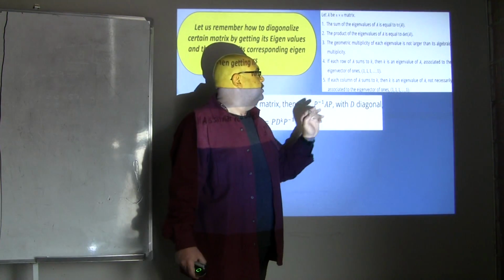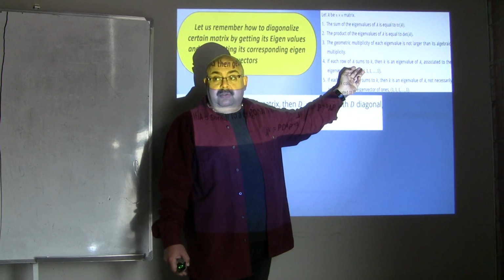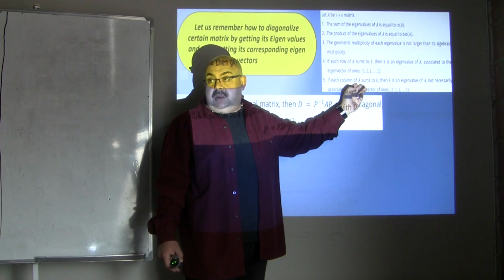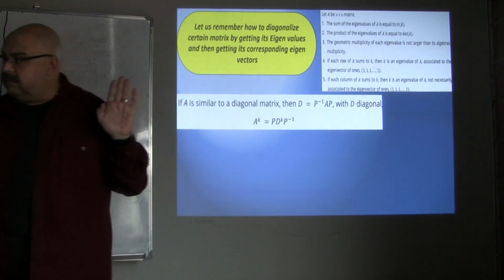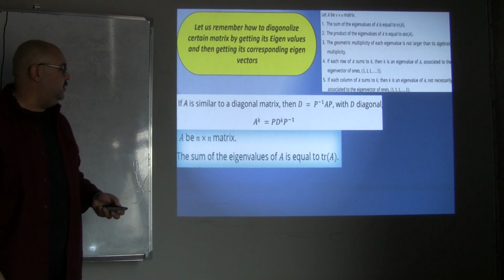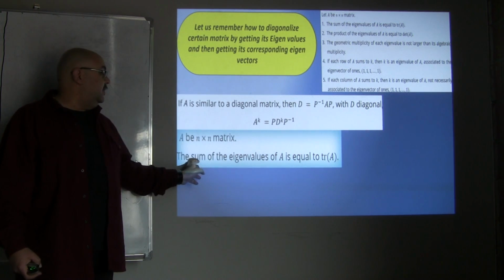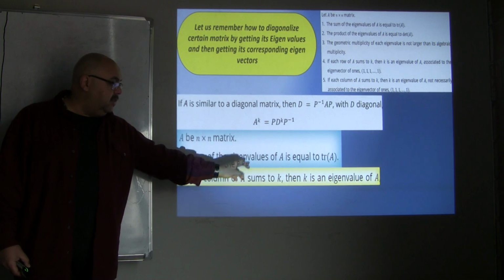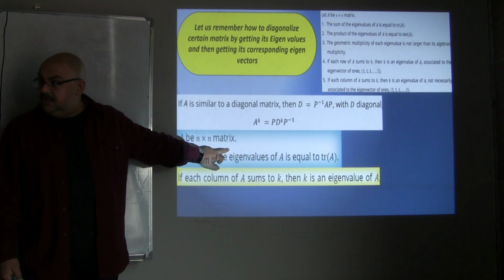Also, there are two very nice remarks. If each row of A sums to a certain k, then this k is going to be an eigenvalue, and the vector of all ones will be one of the eigenvectors. For columns, if each column sums to k, then k is an eigenvalue, but it's not certain that the vector of ones will be an eigenvector. We already passed through this in the previous session. What I want you to keep in mind is that for an n by n matrix, the sum of the eigenvalues of A is equal to the trace of A, and if each column of A sums to k, then k is an eigenvalue of A. These two remarks work beautifully in evaluating the eigenvalues, both together.